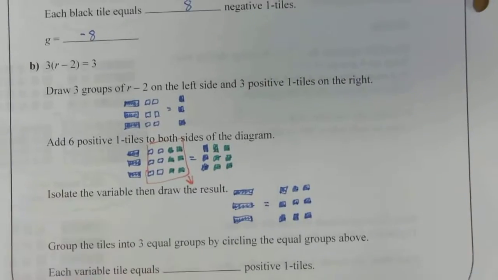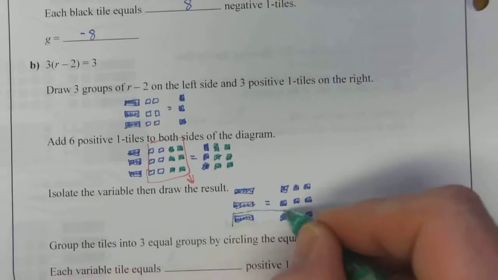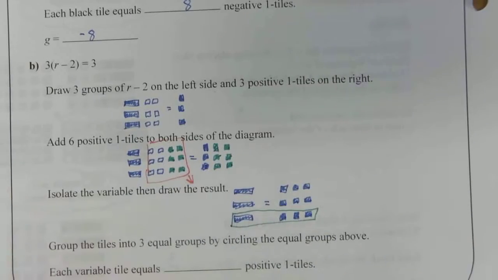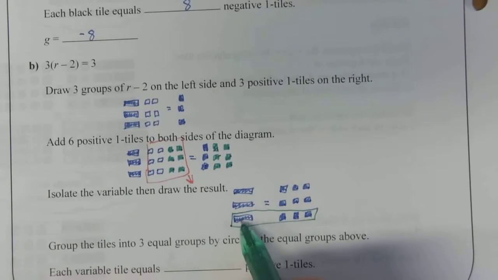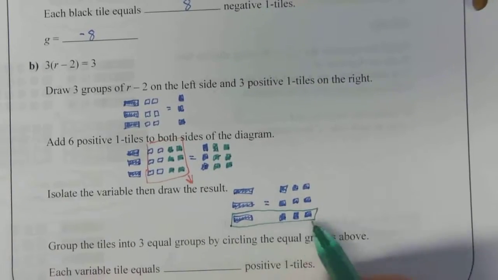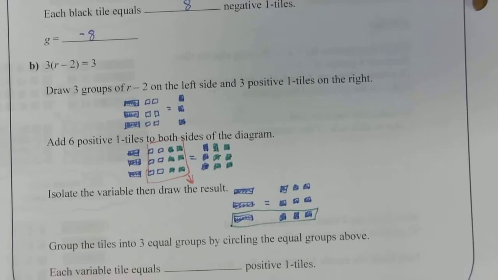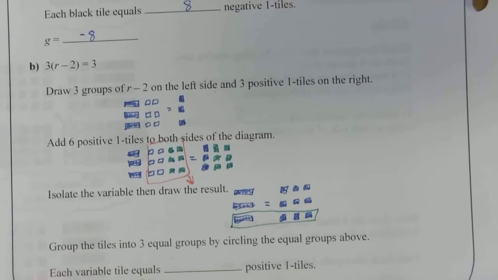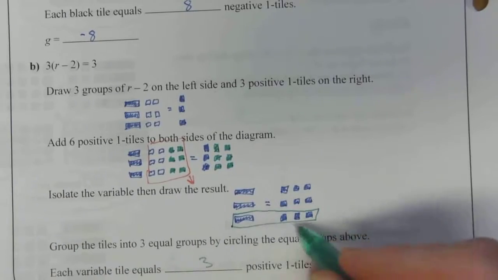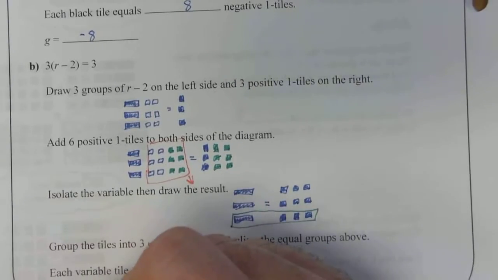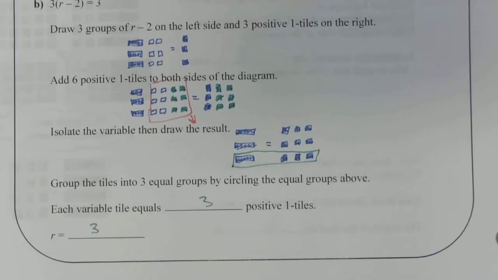And so now I can see that each row is identical, and it looks like this, where 1 R is equal to 3. So each variable tile equals 3 positive tiles, so R is equal to 3. And that's our solution for the "Show You Know."